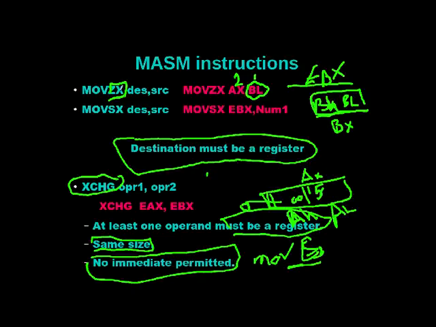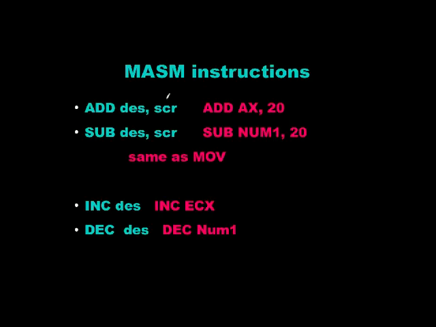And how does it go in assembly? This is the destination, and this is the source. This is in MASM. Add, we're doing destination, source: add AX, 20. I'm doing what? AX equals AX plus 20. It's going to add 20 to whatever value I have in AX and save it in AX. Sub, same thing. Increment and decrement. Here are both of those with examples.